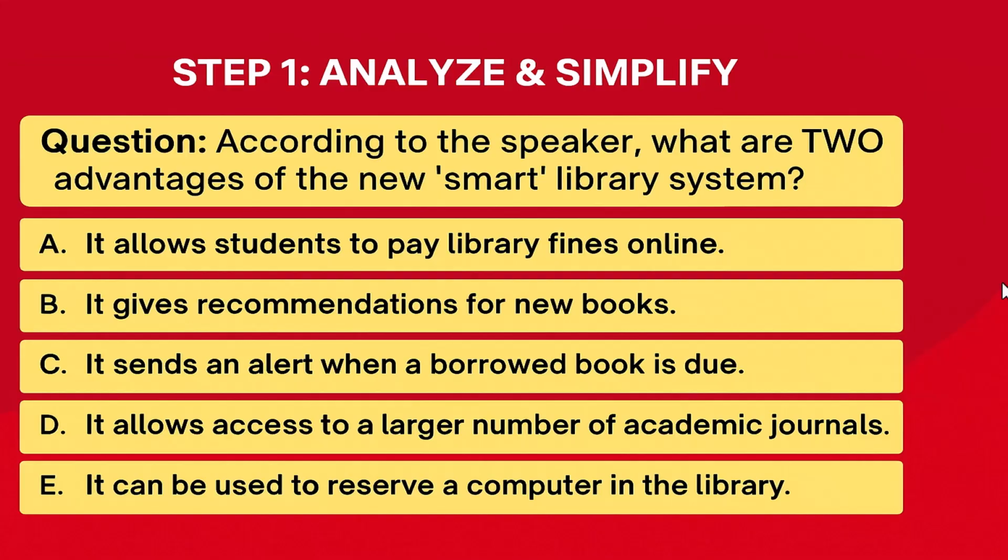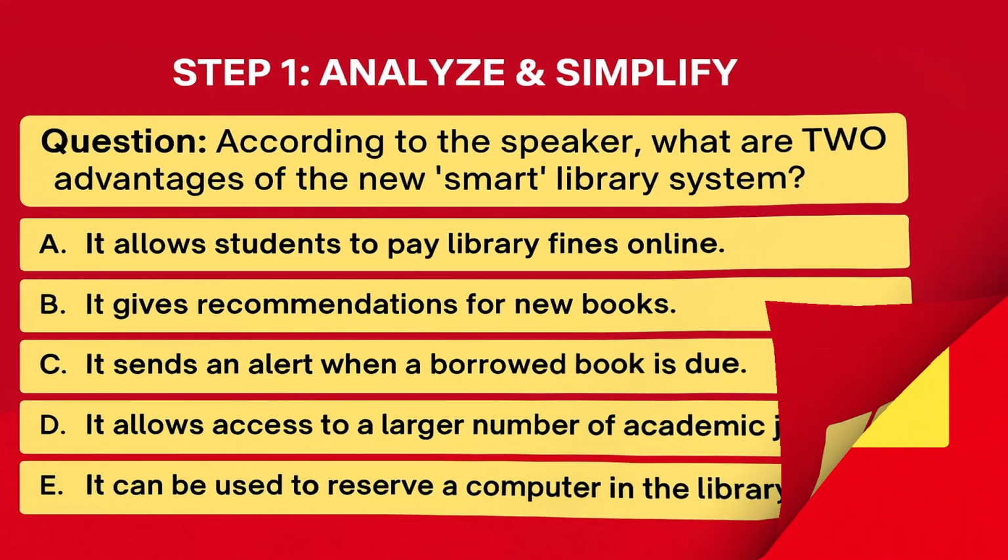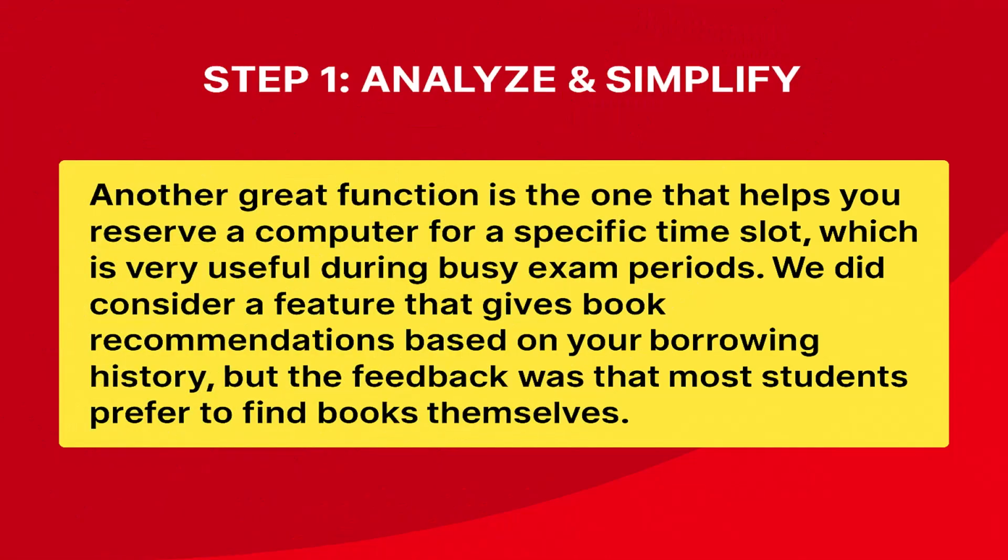Okay, I've analyzed my options. Now I'll listen to the audio and use my ticking strategy. The system will now send you an email alert 3 days before your book is due. Okay, that sounds exactly like option C, sends alert for due book. I'll put a small tick next to C.